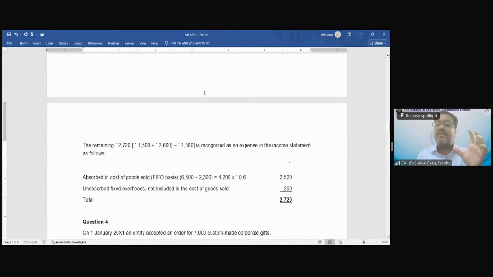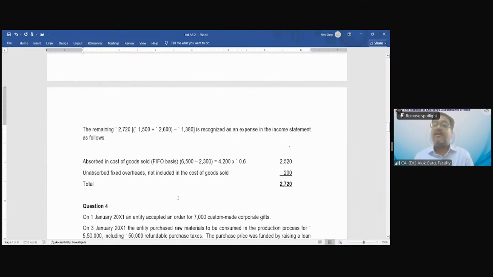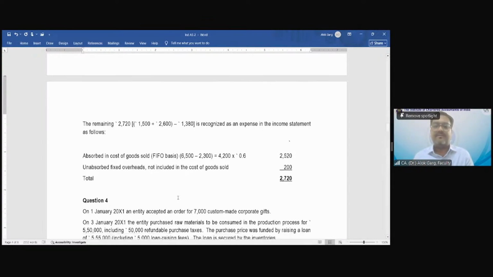And what is my current production? My current production is 6,500, and I am assuming this 2,300 belongs to the current year production only. This is left out of current year production. So that is why 6,500, the current year production, minus 2,300, the closing inventory, multiplied by 60 paisa comes out as the amount which is going to be charged to the P&L as cost of goods sold. And the fixed production overhead of 200, like an abnormal inefficiency, will be charged to the P&L immediately.